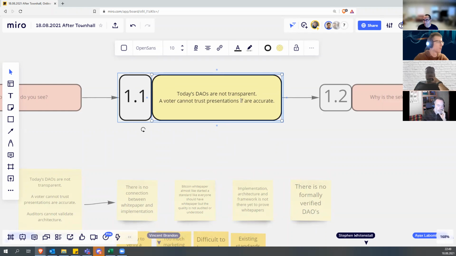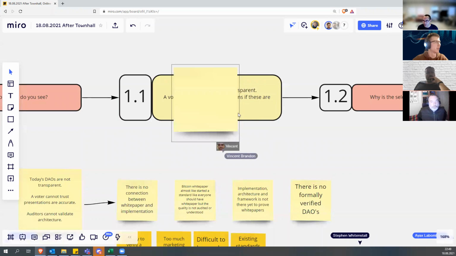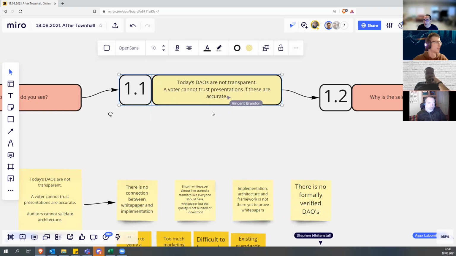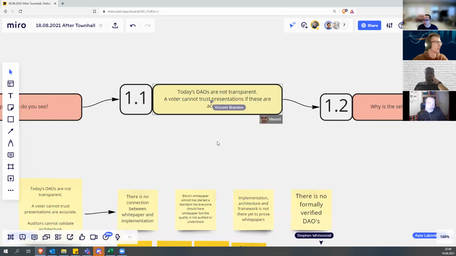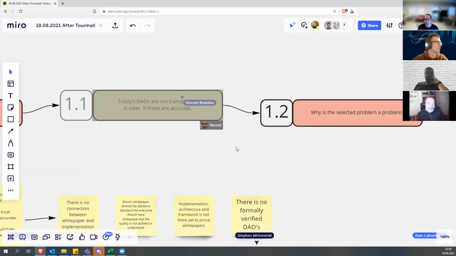Can we say voter cannot trust presentation if these are accurate? I made a mistake. Oh man, no. How about a voter cannot trust developers? Period. I didn't want to say that because it sounds really bad.